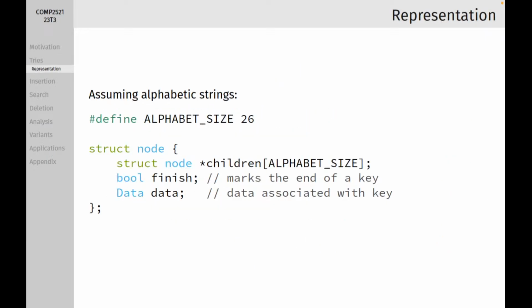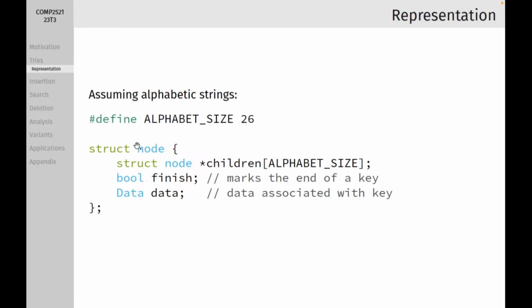Okay, so that's a little bit about tries. So how would we actually represent tries in code, or in C? First of all, we need to have an idea of what kind of characters could occur in a key. In this case, you can probably guess that we're assuming that the keys only contain alphabetic characters, so characters from A to Z, and it'll be case insensitive. So we'll just assume that all the keys contain lowercase letters from A to Z.